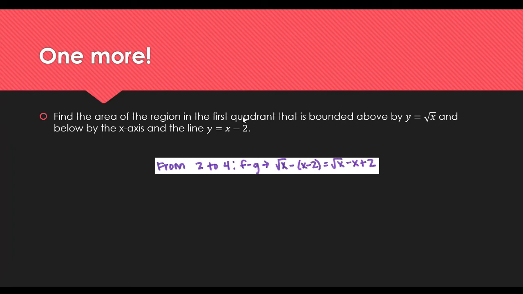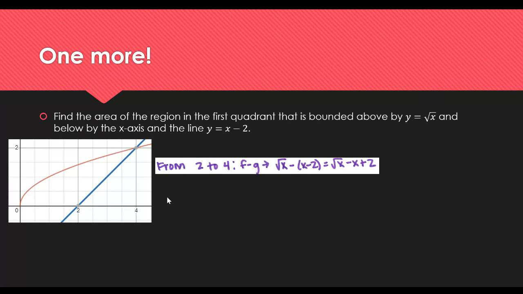Find the area of the region in the first quadrant that is bounded above by y equals square root of x, and below by the x-axis, because it's in the first quadrant, and the line y equals x minus 2. So let's graph that and make sure we know what's going on. The red graph here is y equals square root of x. And then we have the line y equals x minus 2, like that. And since we just want the first quadrant, it's bounded below by the x-axis right in here.